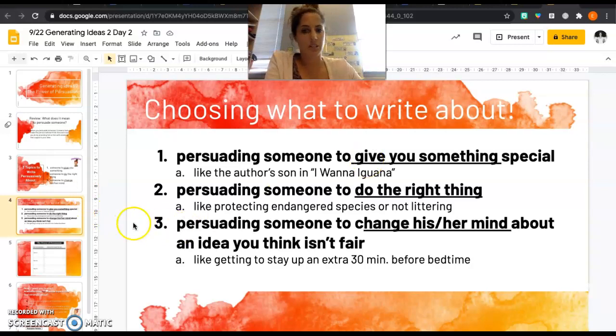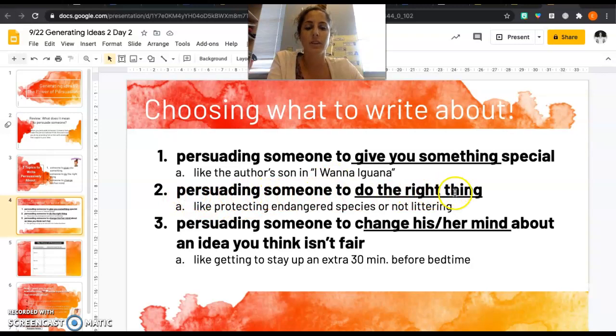So as a review, like I said before, you're thinking, okay, do I want to write about persuading someone to give me something special? Is there something special that I really, really, really want? And do I have a good reason to have it? Is there a good reason that I should have it? So just like the kid wanting an iguana.